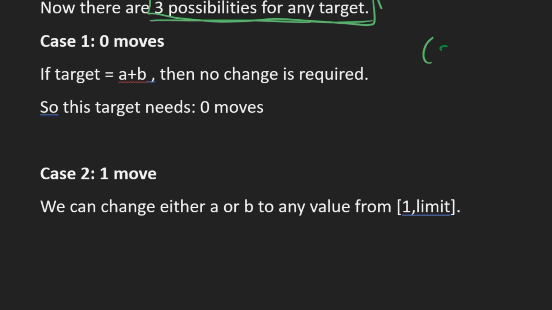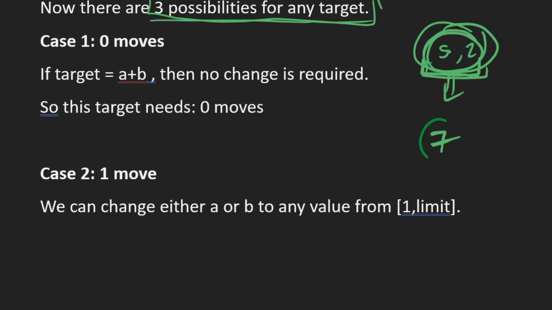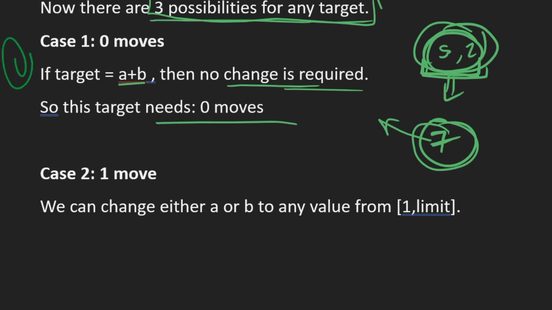So if we have 5 comma 2, then what is the target that we can achieve in zero moves? So basically 7 is the target that we can achieve in zero moves, because that is the direct sum. Without changing any number, we are getting 7. So 7 is the target, basically a plus b, the sum of the two numbers. So 7 does not require any change, right? So we can easily reach the target 7, right? So a plus b needs 0 moves. So this is case 1.